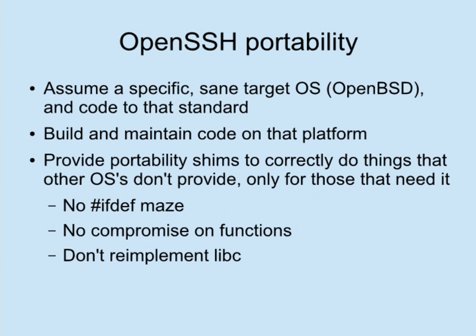So, what exactly does that mean? The OpenSSH portability means that they assume a specific operating system with specific features. In their case, OpenBSD, and they code to that standard. They build and maintain the code on that platform. They provide portability shims to do things that other OSs don't provide, and only for those that need it. They assume that your operating system will provide malloc, that it can provide entropy. And if it can't provide those things, it just won't run. They don't use a whole bunch of ifdefs. They don't compromise on functions. For example, there's a difference between bzero and explicit_bzero.